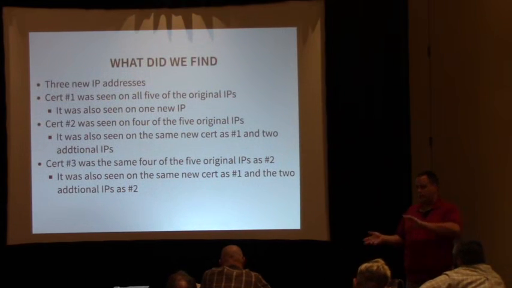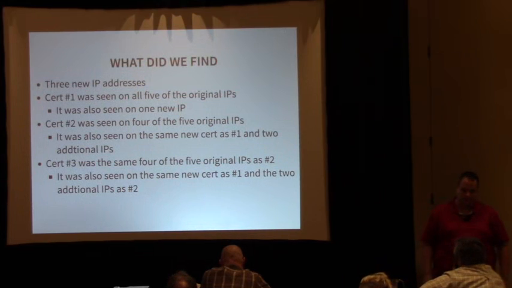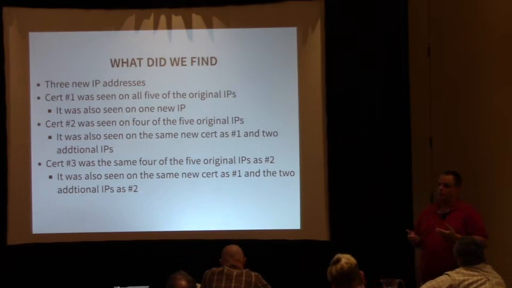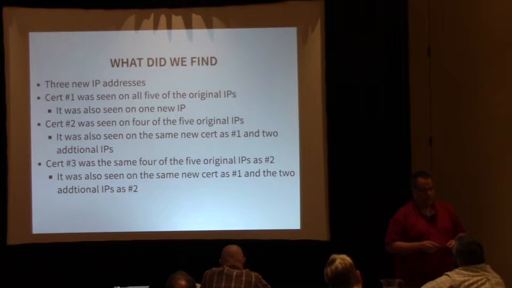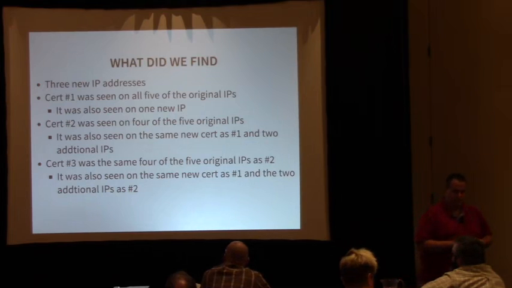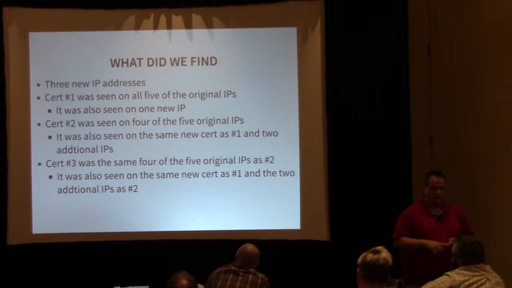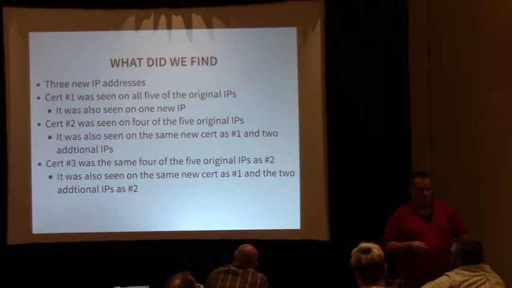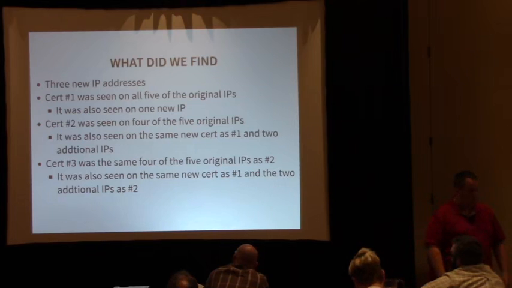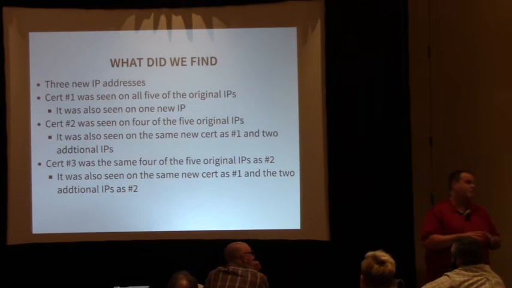So if you look back at my certs, I'll post the links later. The first cert we looked at was seen on all 5 original IPs that I found doing passive DNS lookups, and it was also seen on 1 new IP. Cert 2 was seen on 4 of the 5, and was also seen on 2 additional IPs. Same thing with cert 3. So I've pivoted through all this, and I find basically 3 more IPs that are part of their infrastructure.